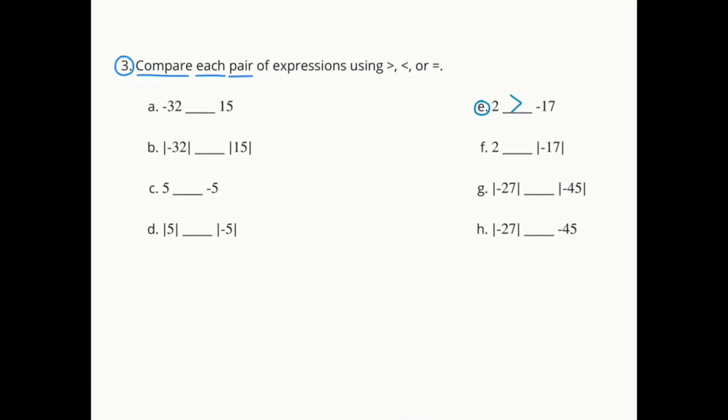E. 2 is greater than -17. F. 2 is less than the absolute value of -17. G. The absolute value of -27 is less than the absolute value of -45. H. The absolute value of -27 is greater than -45.